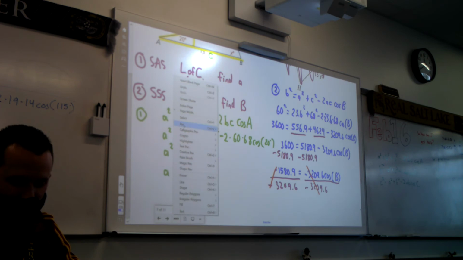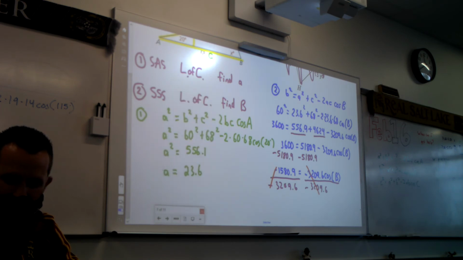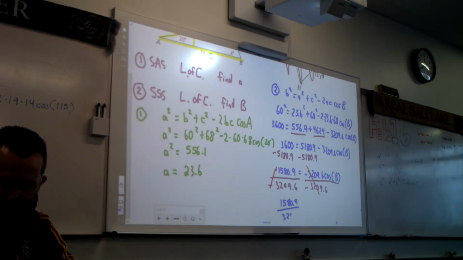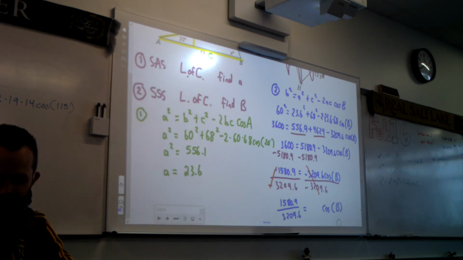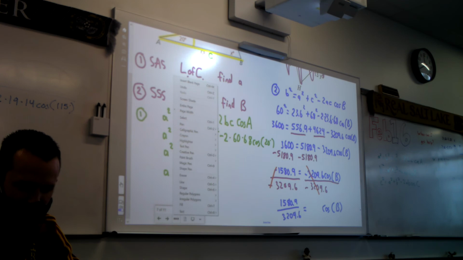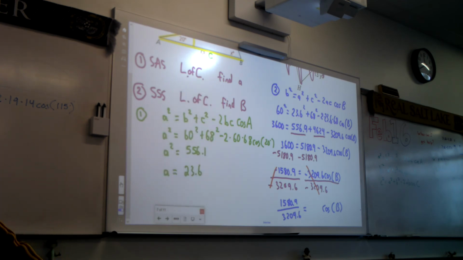Almost there, guys. Sorry, make sure you fix that mistake. But what we have is 1,580.9 divided by 3209.6. And that's equal to the cosine of B. Alright, this one is kind of ugly because we had 23.6 as one of our decimals. We just replaced that number I gave you with 3209.6. So it's not too bad.